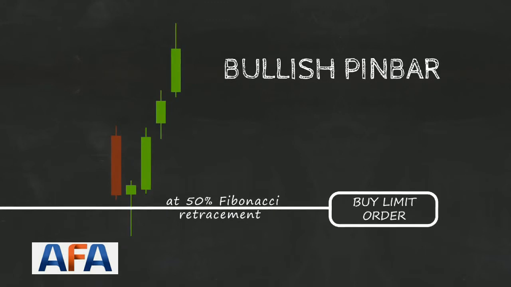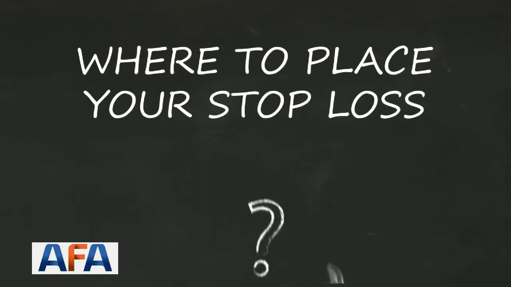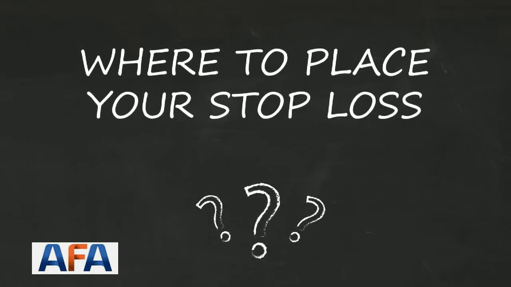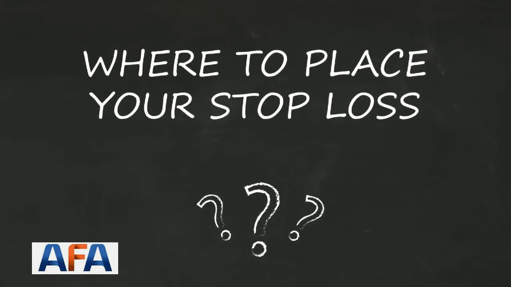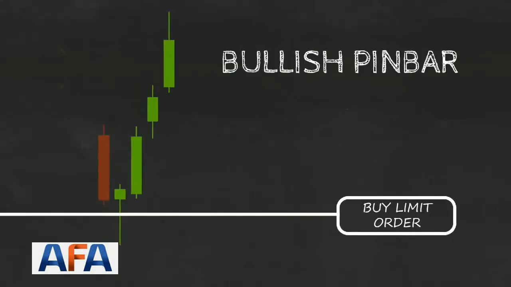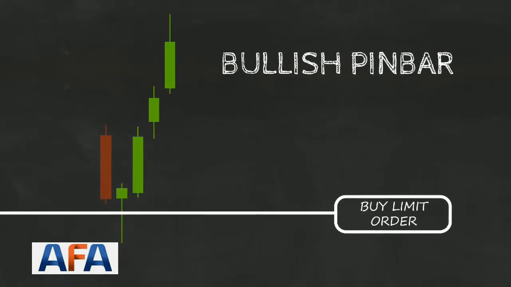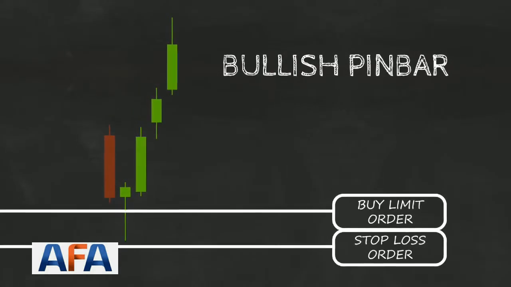Now that you have your entry in place, you need to decide where to place your stop loss. Basically, you should place your stop loss just above or below the pin bar tail. So for the bullish pin bar in our previous example, we would set a stop loss just below the pin bar tail.